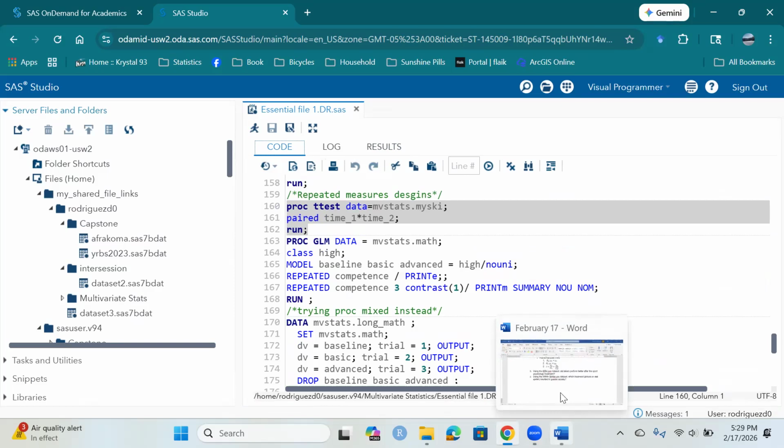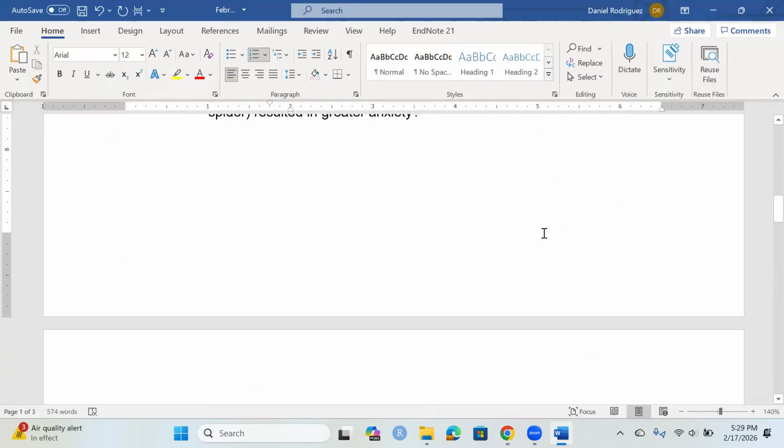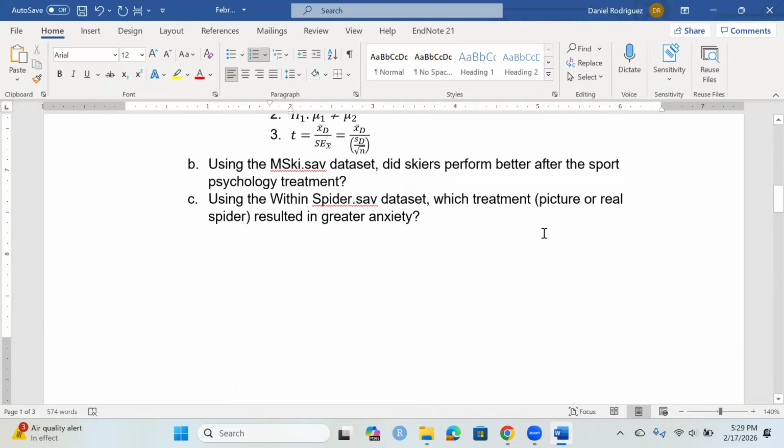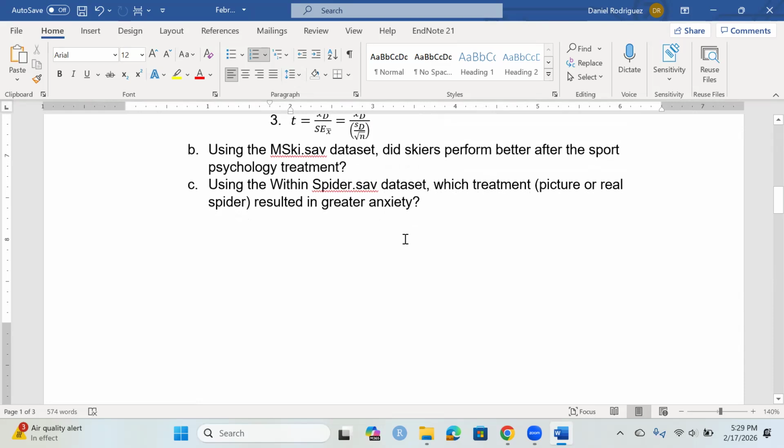All right, let's move on. There's a lot to cover here today. And I have one for you to work on. There's a data set called spider.sav. In this study, you have spider phobics, and they are either shown a picture of a spider or are shown a real spider. And the question is, where do they have greater anxiety? So I would use a paired sample t-test, okay?